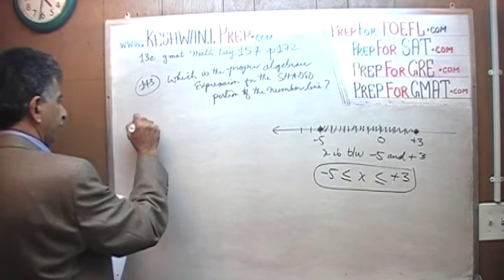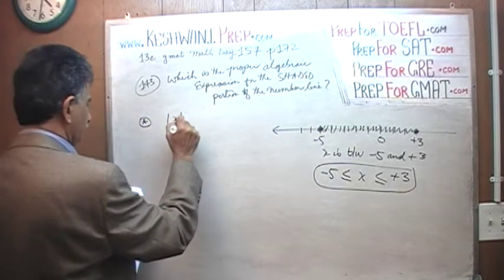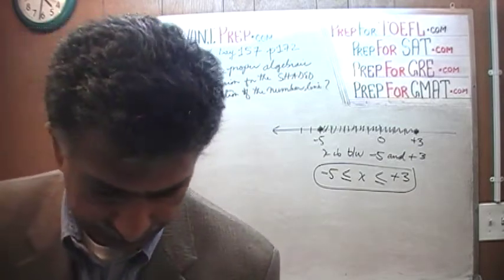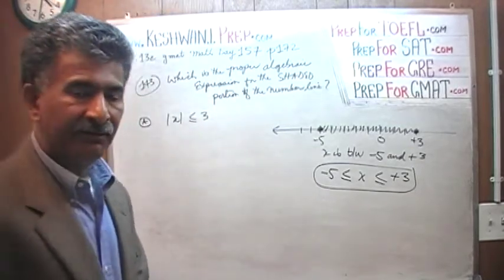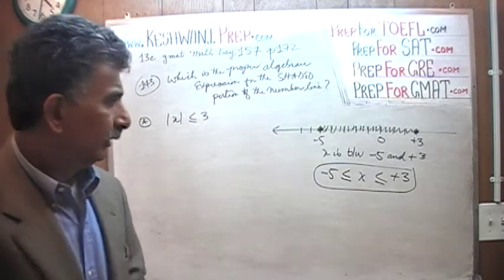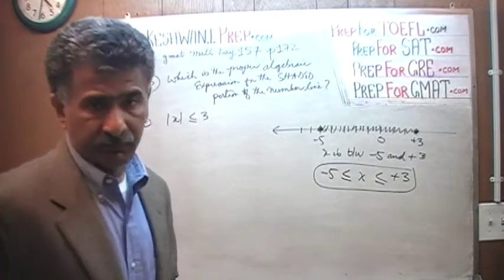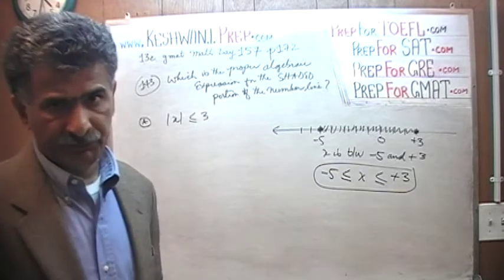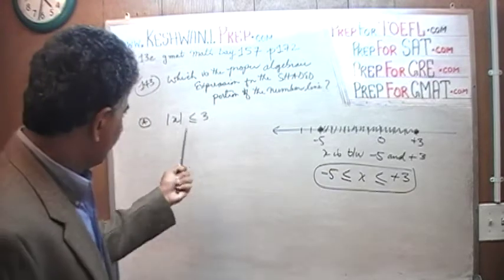Answer choice A says absolute value of x is less than or equal to 3. Right away we should realize that that is not the right answer. Why is that not the right answer? Because it makes no mention of 5, either positive or negative. 5 doesn't appear in it. We need a 5 and a 3 in our answer choice. That's not it.